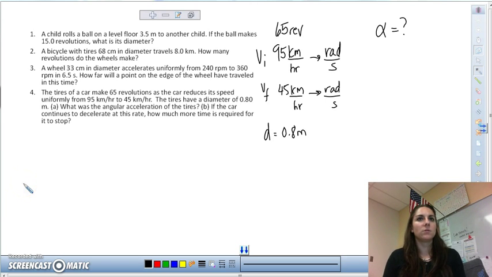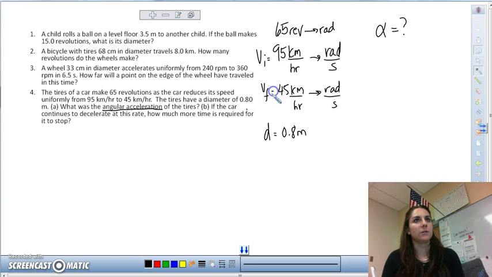Okay, so we're going to finish up problem number 4. This one is the car tire, and it makes a certain amount of revolutions, and the question is, what is the angular acceleration? Okay, and we mapped out our information, the number of revolutions, which I'm going to convert to radians. This we have to eventually get into an omega.